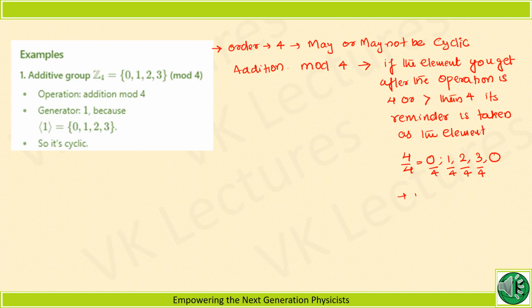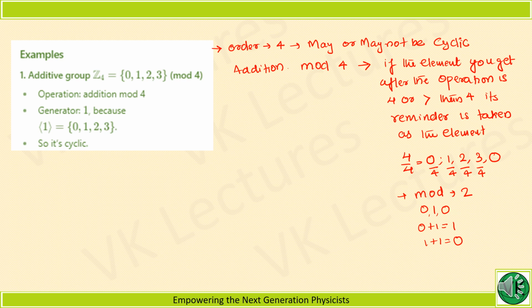For mod 2, it can count up to 2. So 0, 1, after 1 you should get 2, but 2 divided by 2 is 1, so the remainder becomes 0 again. So 0 plus 1 is 1, 1 plus 1 is not 2, it is again going back to 0. Okay, so this is mod 2 and this is mod 4.